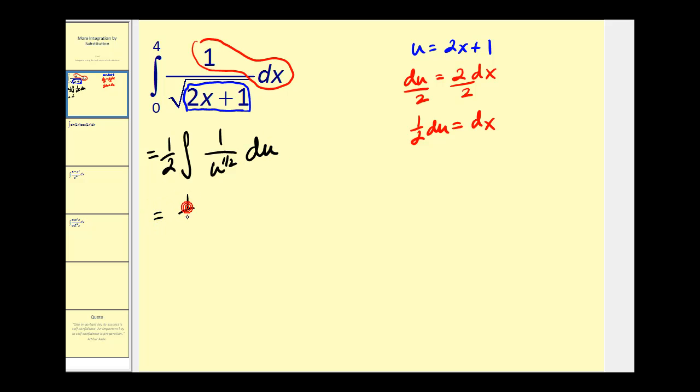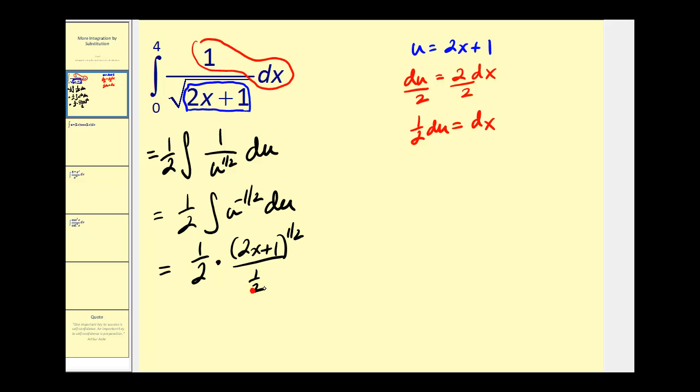Let's go ahead and rewrite this as u to the negative 1/2, so we can apply the power rule. So here we'll have 1/2 times u to the 1/2, but u is really 2x plus 1, so we'll have 2x plus 1 to the 1/2 divided by 1/2, evaluated at 4 and 0. Well, the 1/2 simplify out, so we're left with the quantity 2x plus 1 to the 1/2 power.